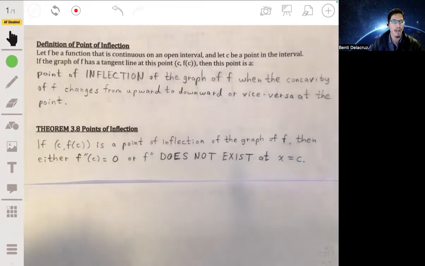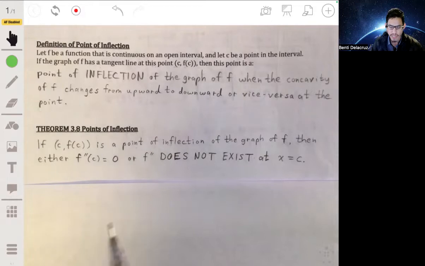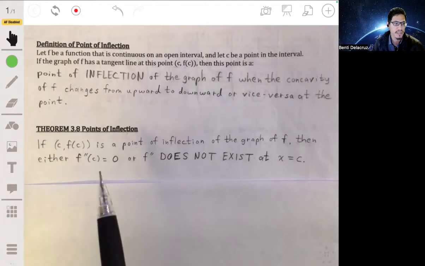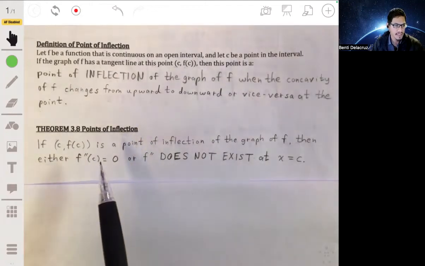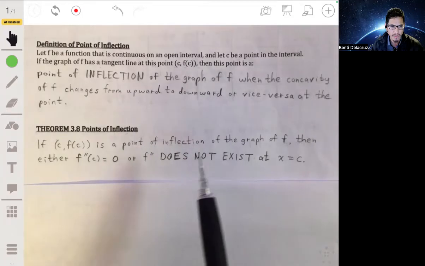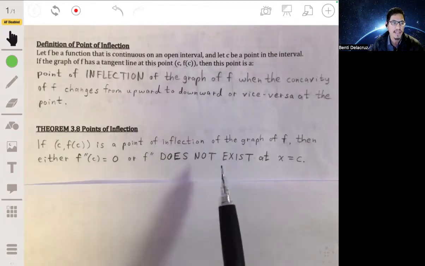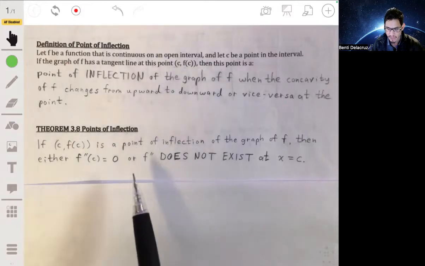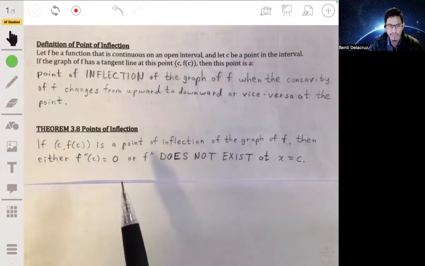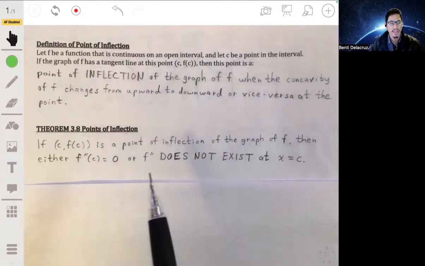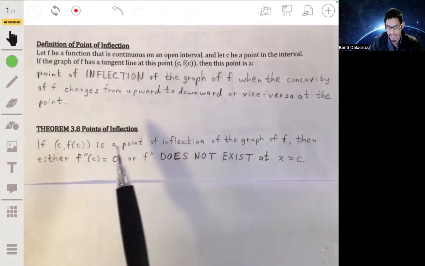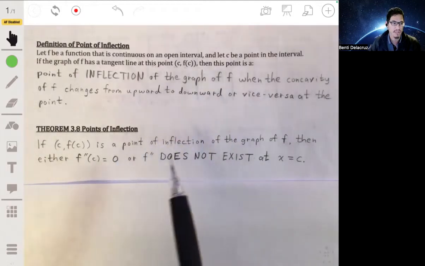Now be careful, and I'm going to mention this multiple times throughout these lessons. Make sure you recognize that the converse of this theorem is not true. In other words, if the second derivative is 0, or you find that it doesn't exist, it doesn't mean that there's going to be an inflection point. Remember, it's just saying that if you know a point is an inflection point, then the second derivative there is going to be 0 or it's not going to exist.